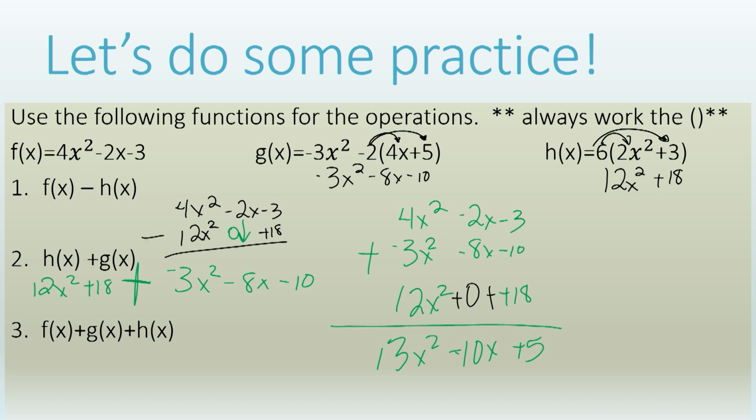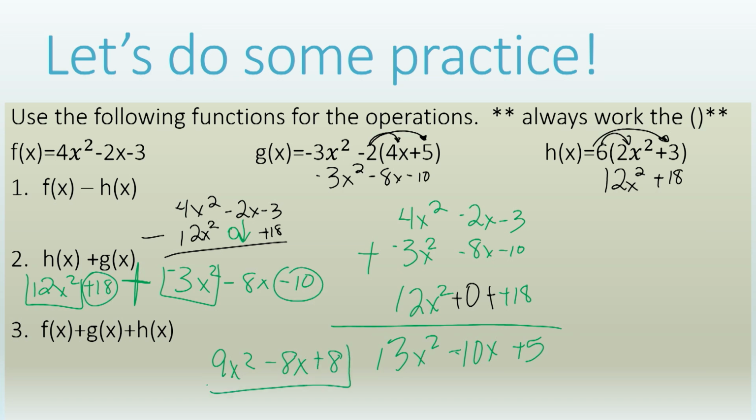What I do is I put my like terms. 12x squared plus a negative 3x squared, I'm going to get 9x squared. I don't have anything to go with that 8x, and then I'm going to have 18 minus 10, which gives me a positive 8. So now I have all 3 of my answers.